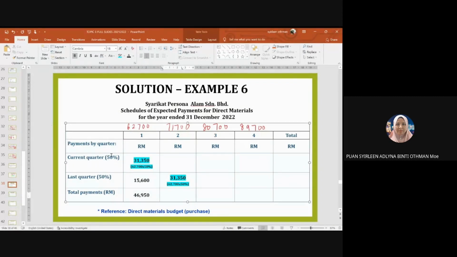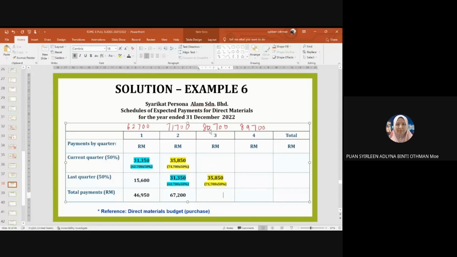Okay, alright. Second quarter kita ada beli lagi, which is 71,700. So separuh bayar di kuartal 1, kuartal 2. Separuh lagi bayar di kuartal seterusnya. Okay, so yang ini adalah bayaran untuk kuartal 2. Yang ini ialah baki kuartal 2 dibayar di kuartal ketiga. Okay, so jumlah ataupun total untuk quarter 2 is 67,200. This is what you are supposed to pay, okay, during the second quarter.